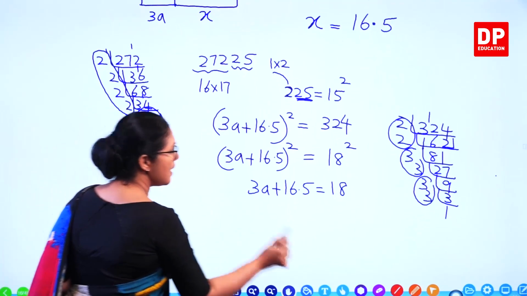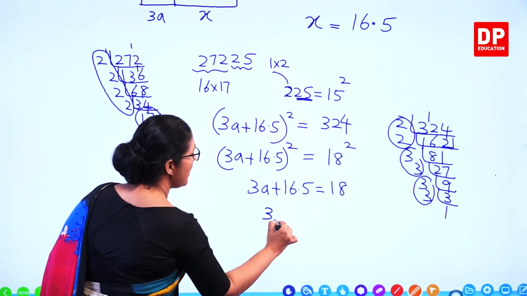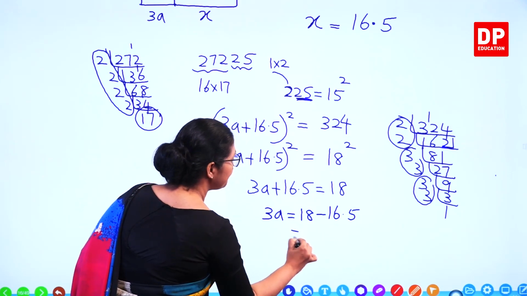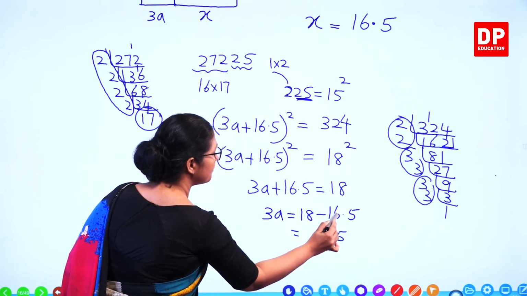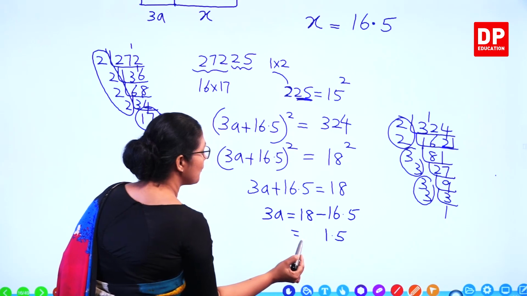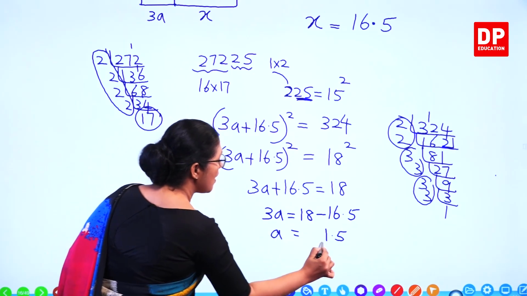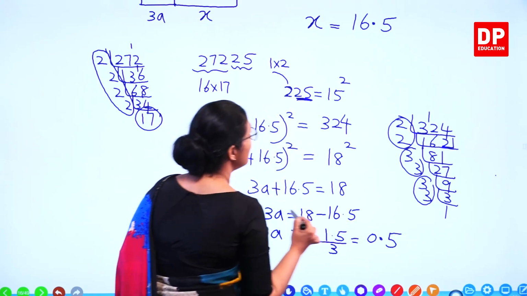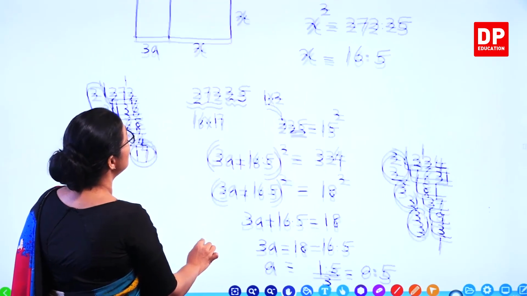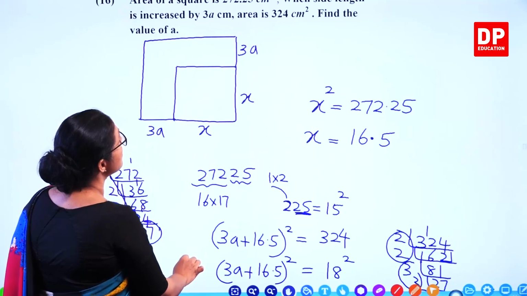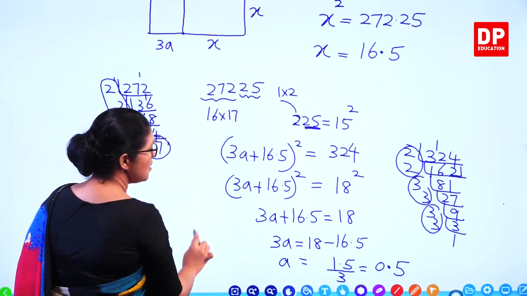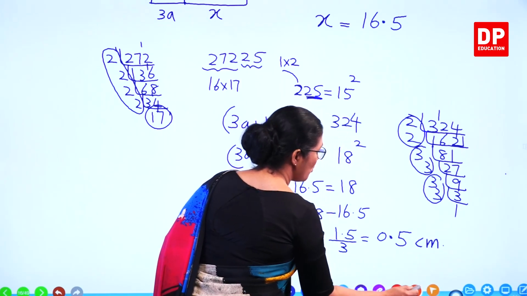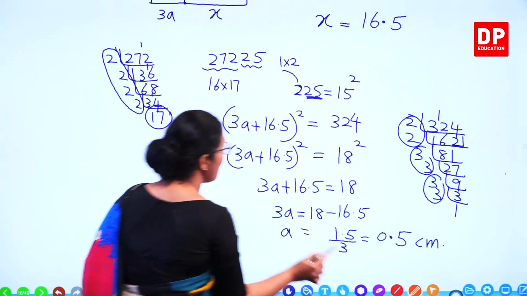So what is 3a? 3a equals 18 minus 16.5. 1.5, and a becomes, divided by 3, 0.5. So here a is just in centimeters. This is in centimeters, 0.5 centimeters. So you get 2 marks for that.